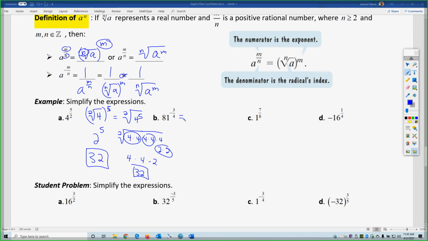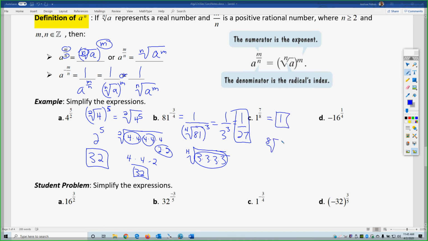So this is 1 over the 4th root of 81 to the 3rd. So the 4th root of 81, let's see, 81 is 9 times 9, which is 3 times 3 times 3 times 3. So the 4th root of 81 is 3. So this is 1 over 3 to the 3rd, or 1/27th. All right, next one, 1 to the 7/8. Well, if you've been paying attention, that's just 1, correct? You're welcome to rewrite it if you want, but you can do the 8th root of 1 and the 1 to the 7th power, you still get 1.